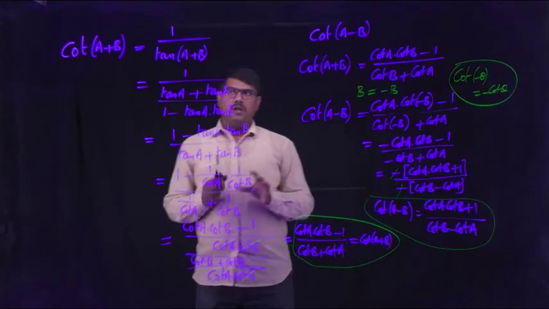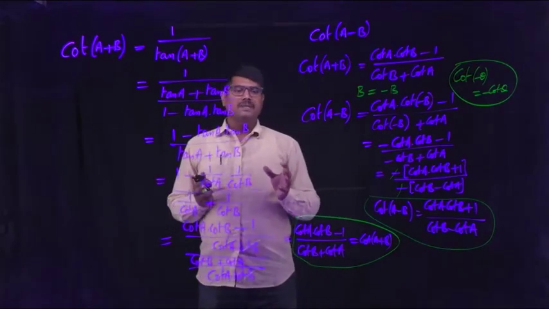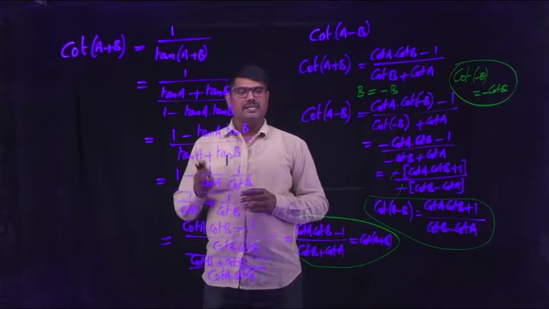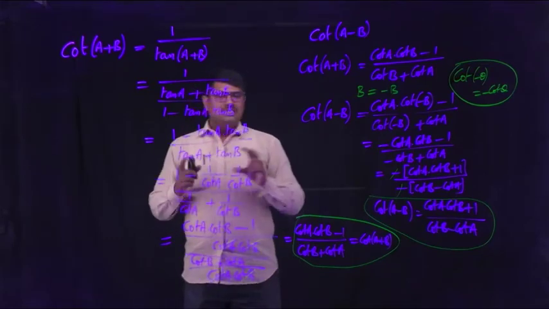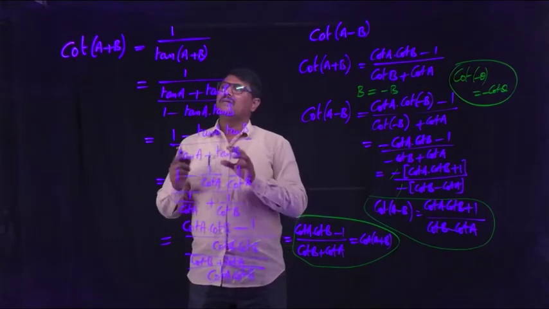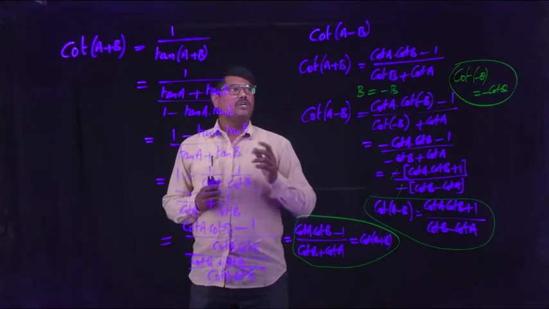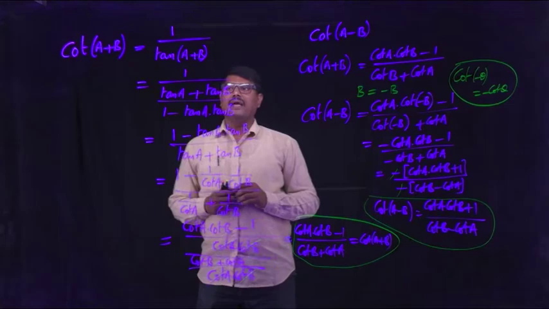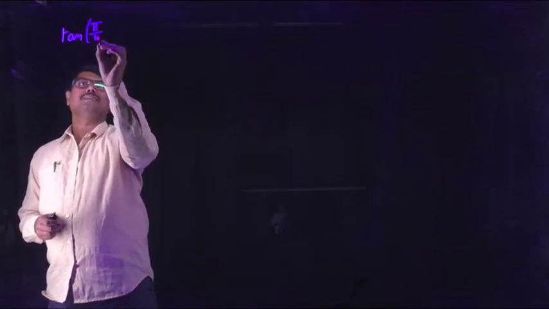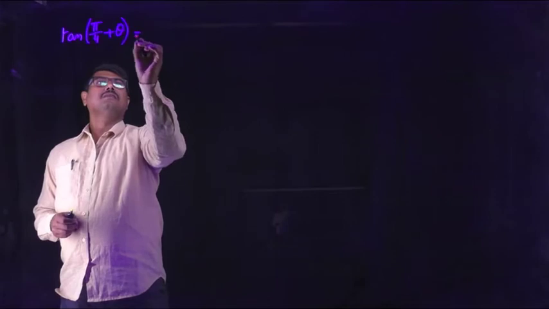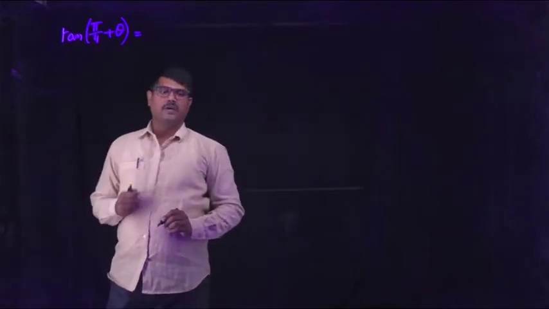So we have already seen A plus B and A minus B for sine, cos and tan, and these are the two formulas for cot. Now we are going to discuss some concepts related to cot A plus B, cot A minus B, and tan A plus B and tan A minus B. Now look, one application related to the compound angles is tan of pi by 4 plus theta. This is an application of the tan of A plus B formula.